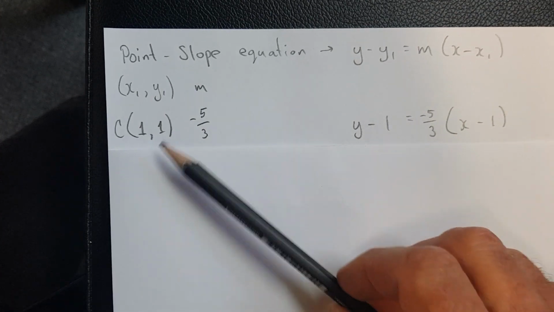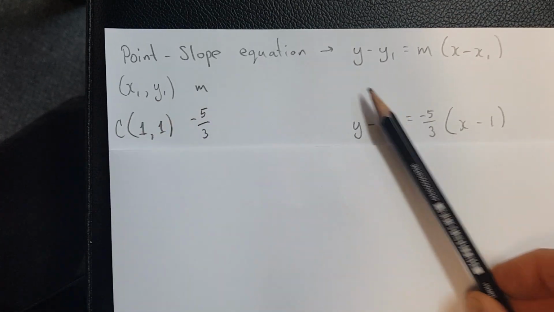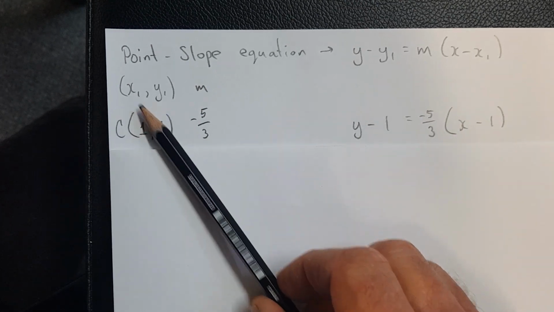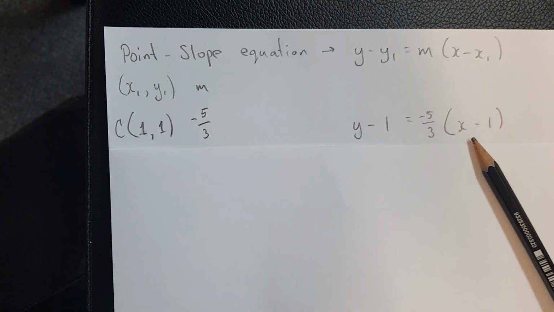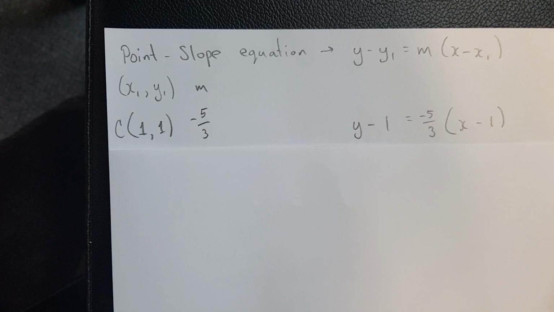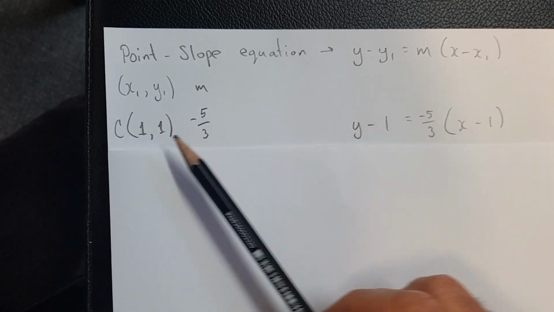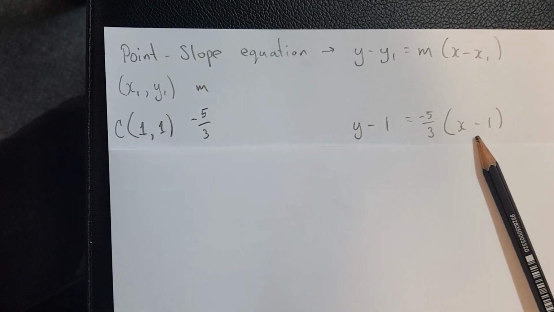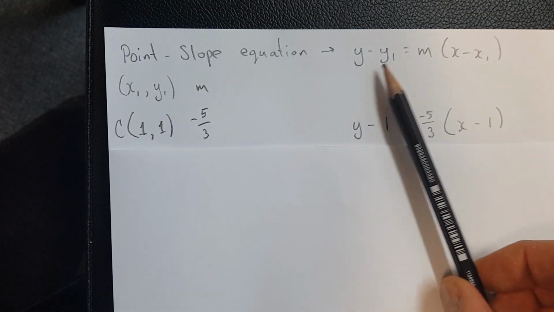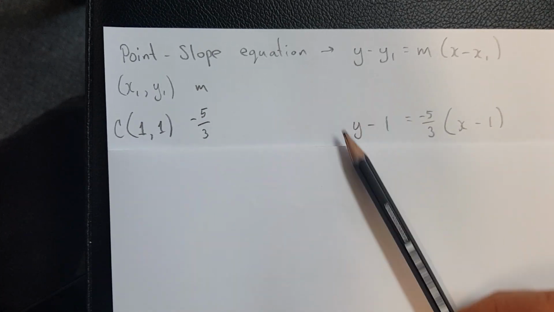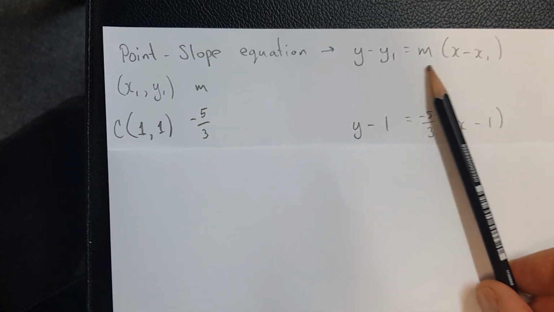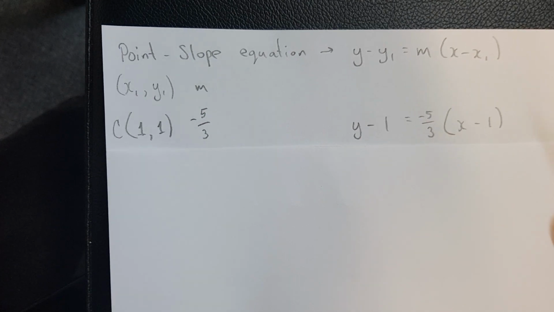Now, substituting these values into this equation, x1 is 1, that goes there, minus 1. So again, remember, it's minus the x1. x1 is positive, so it's minus positive 1. The y sub 1 is also 1, y minus y sub 1, and the gradient is negative 5/3.